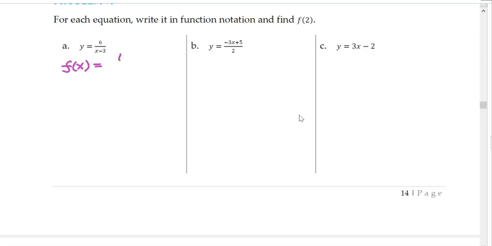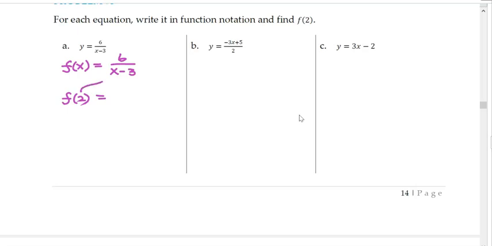So if we put this, so 6 over x minus 3, right? And so then it says find f of 2. So that means we're going to replace, right?